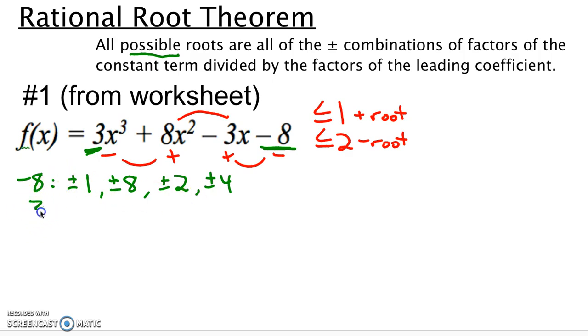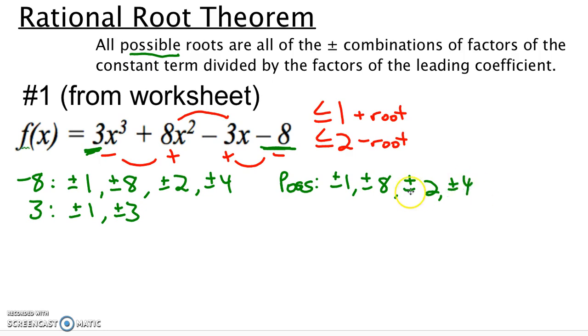Below that, we're going to put the leading coefficient and list out all of its factors. I have positive and -1 and positive and -3. You always do the positive and negative versions. So your total pool of possibilities is going to include everything in the first row, so all of those, and remember what it said, divided by the factors of the leading coefficient.